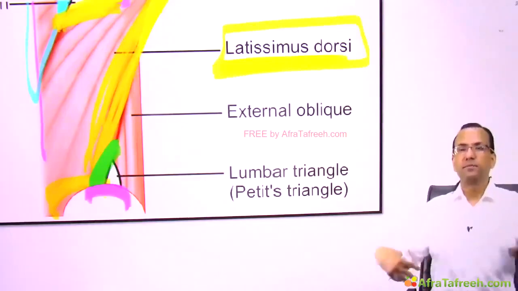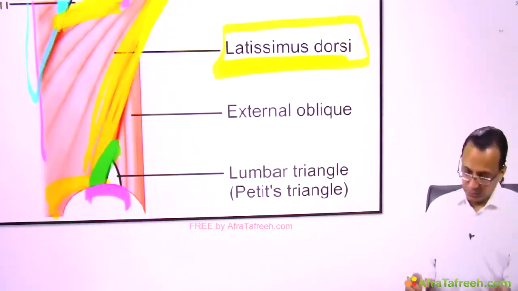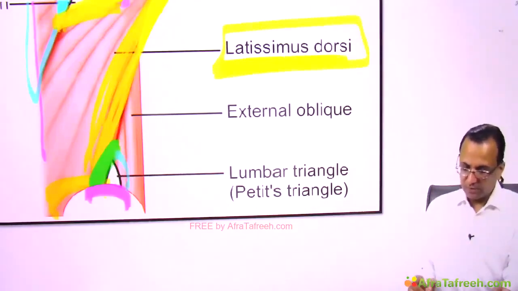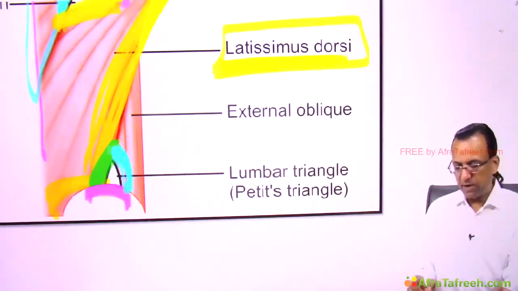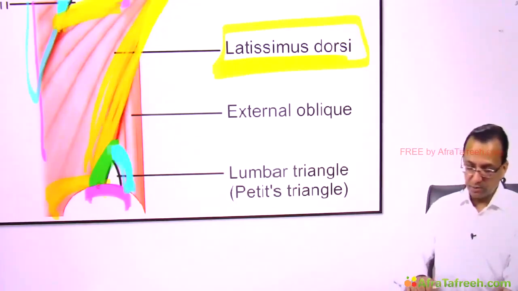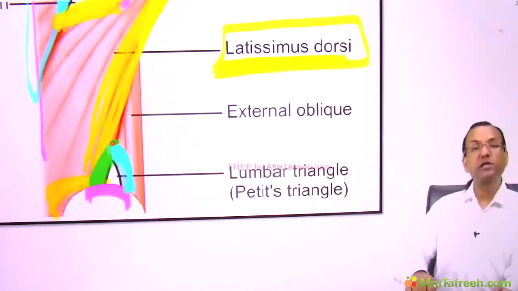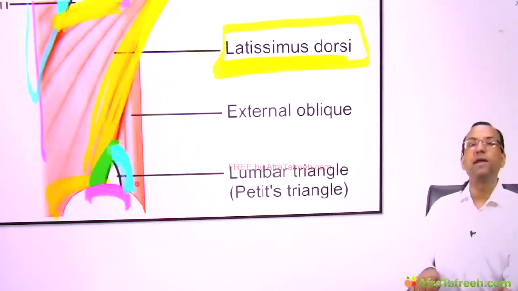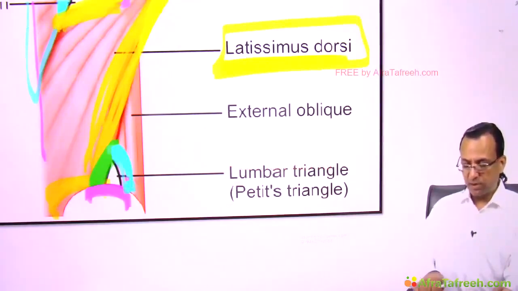Who is that? External oblique muscle, a muscle of the anterior abdominal wall, anteriorly. Then who is posteriorly? The latissimus dorsi. And external oblique is anteriorly. Who is inferiorly, the base? The base is the bone, the iliac crest of the hip bone. That is the lumbar or Petit's triangle.